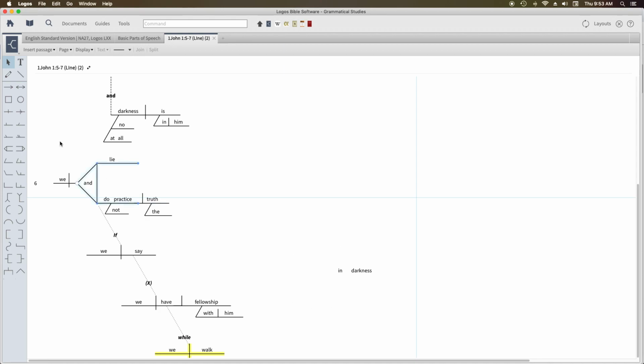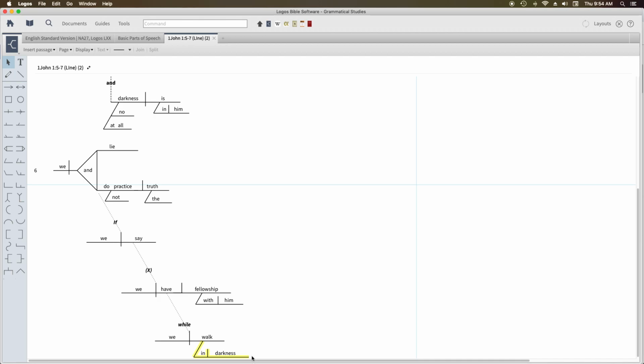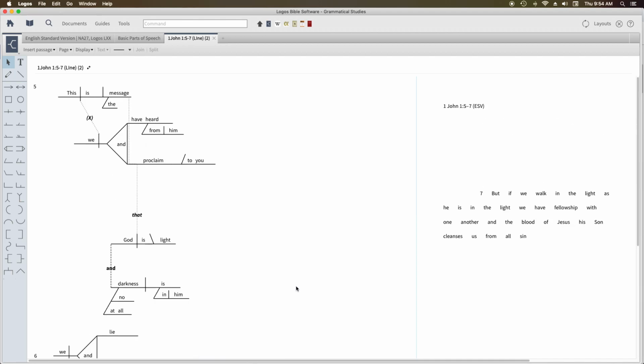And so that's modifying the verb. So we need, it's a prepositional phrase. We need this. So "in" is the preposition. Darkness is the object. So I'm going to reposition this. And again, sometimes you just got to finagle it. While we walk in darkness. So now we have the rest of this.